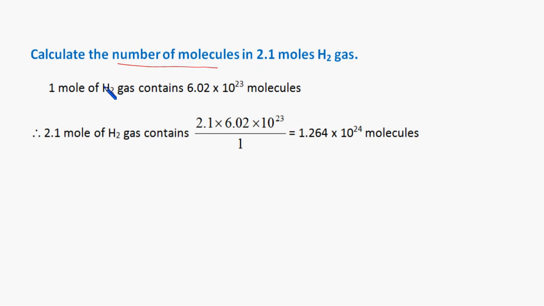So we know that 1 mole of hydrogen gas contains 6.02 by 10 to the 23 molecules, right? The Avogadro number. Therefore, 2.1 mole of hydrogen gas contains, we take 2.1, we multiply by 6.02, and we divide by 1. And that gives us 1.264 by 10 to the 24 molecules of hydrogen gas.